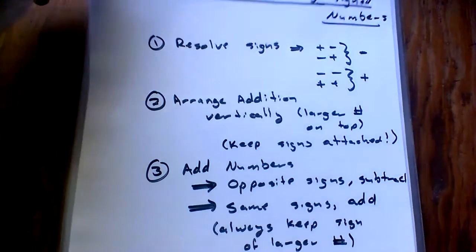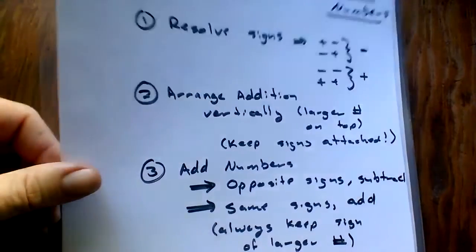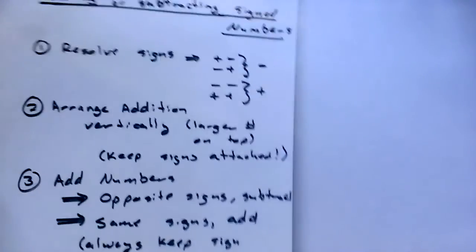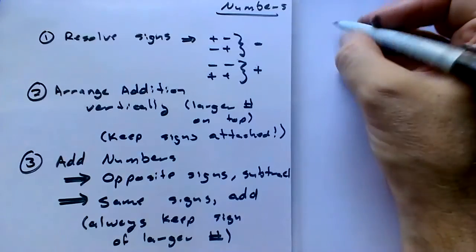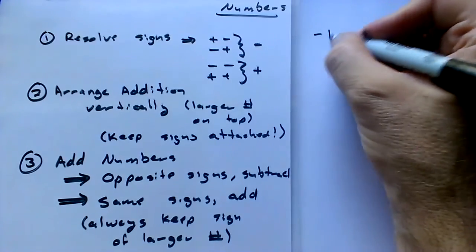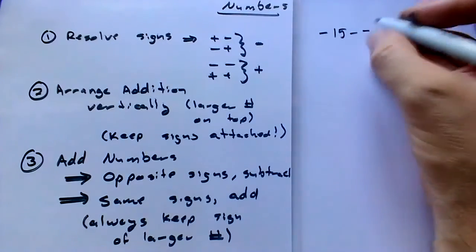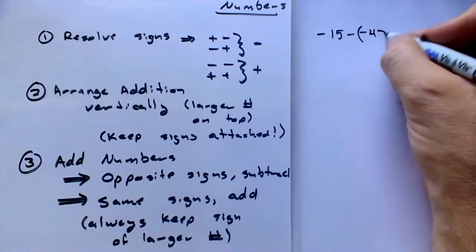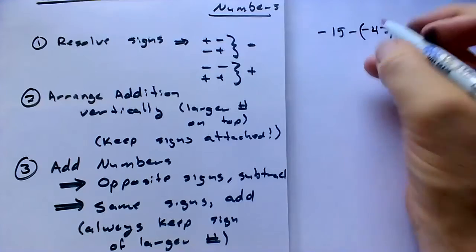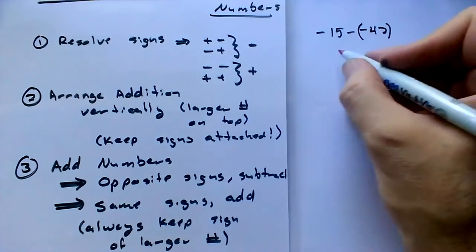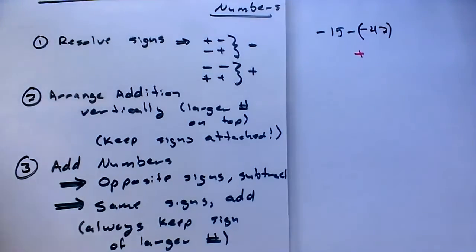So this means that if I have got something along the lines of, say, -15 minus a -42. Okay, that looks nasty, doesn't it? First of all, I see two minuses like this back to back. This is going to just be a plus 42.